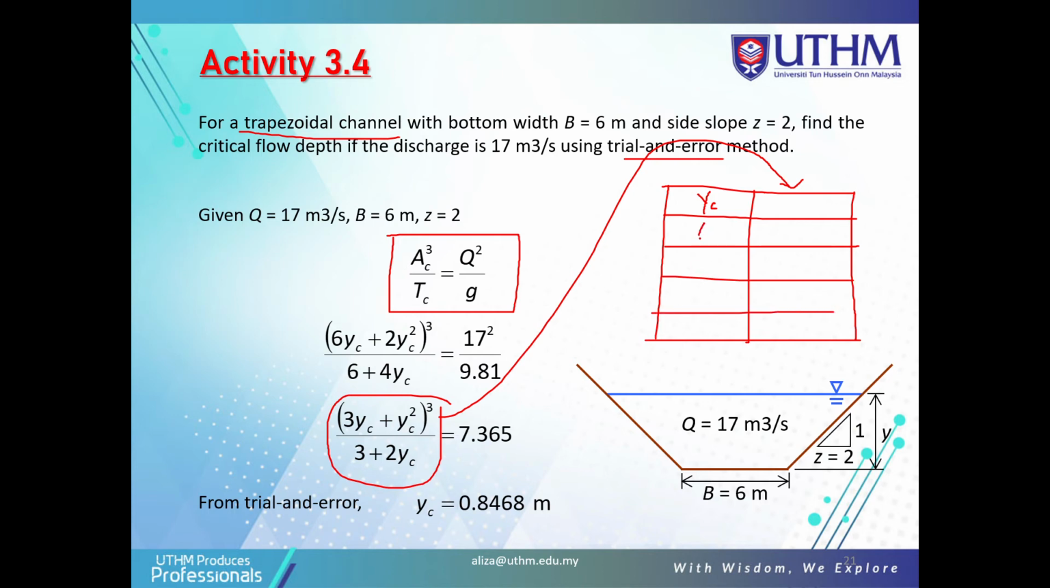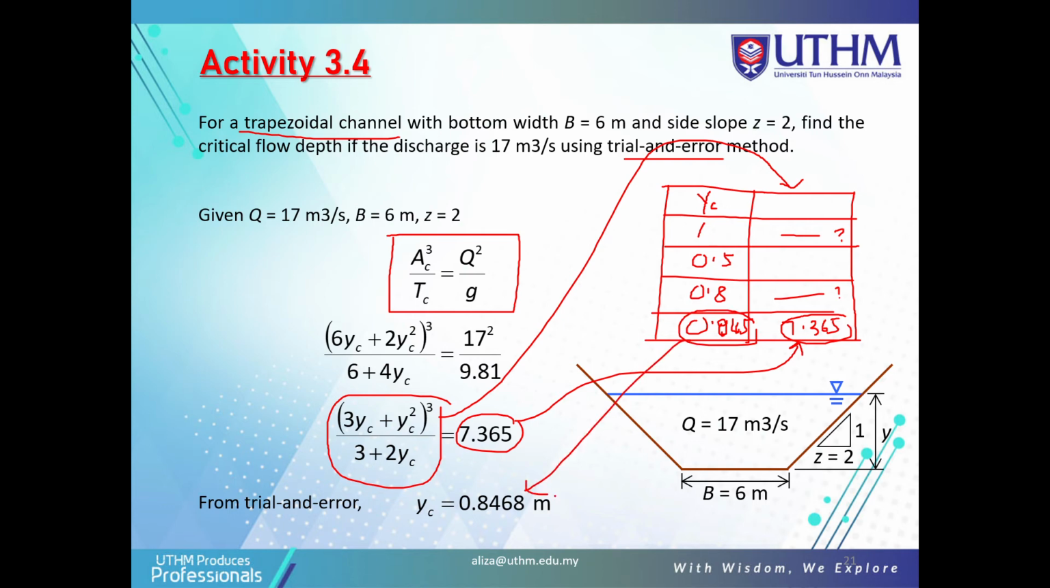Maybe you just put the YC, maybe you can set it as 1. So what's the value here? Maybe you get 0.5, you get 0.8, you get 0.9. So maybe you get the value until here, you get 0.845. Maybe you get the value of 7.365. Based on this value, you put all the values here. So this is try and error.